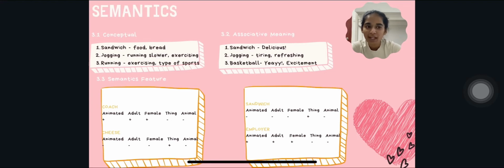So the last one would be employer. Employer is the same as coach, which is a human, can be an animated person, can be an adult, can be a female, cannot be a thing, and cannot be an animal, obviously.